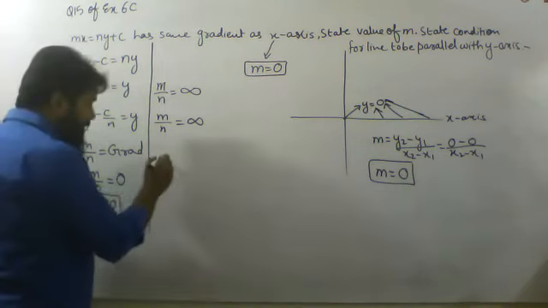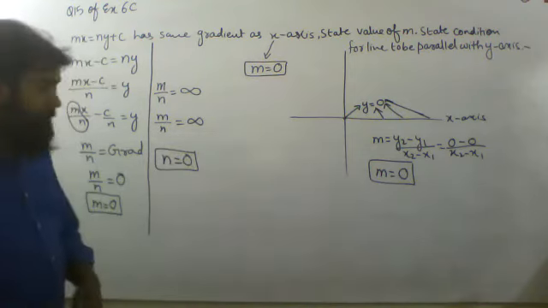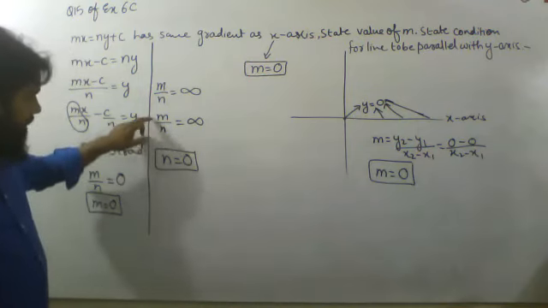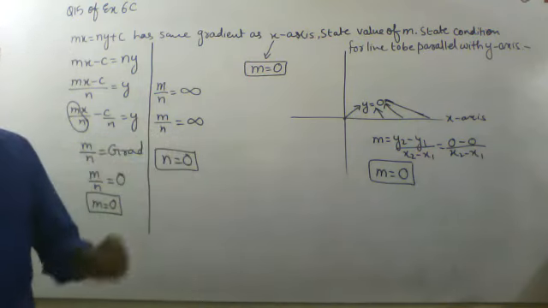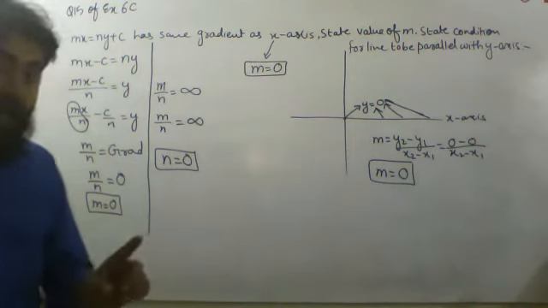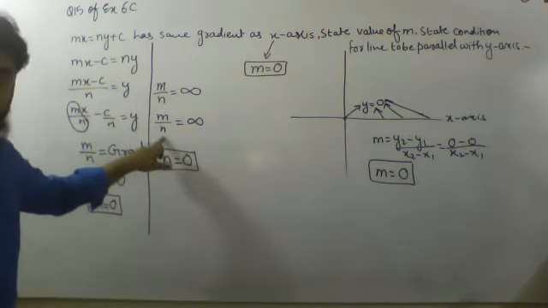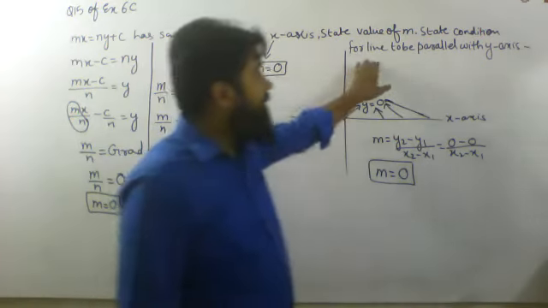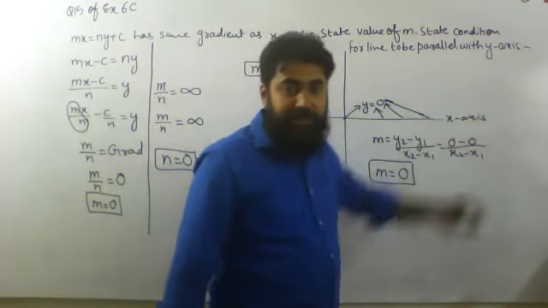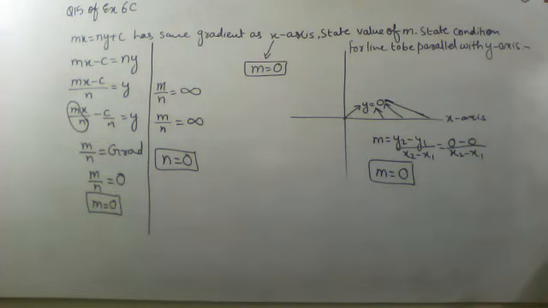So how will we make that parallel? For that, n should be equal to 0. Why am I saying n will be equal to 0? Because when m is divided by 0, anything divided by 0 becomes undefined, and when we have this gradient equal to undefined, only then the line will be parallel to the y-axis. So, in order to make the line parallel to the y-axis, the value of n should be equal to 0, and that is going to be your answer over here.